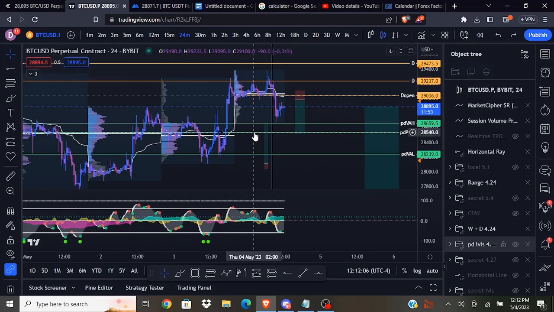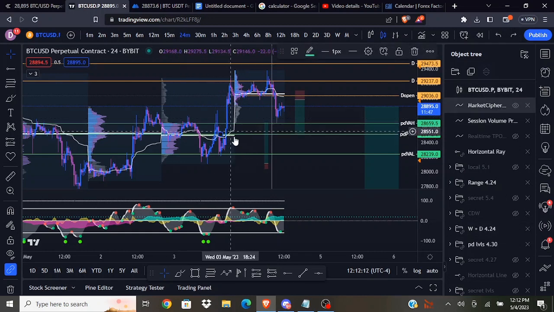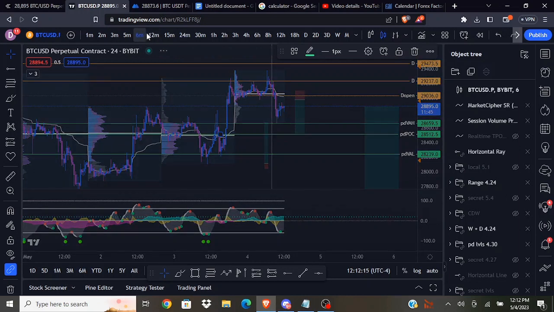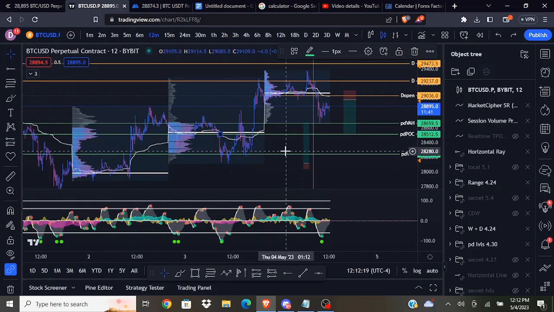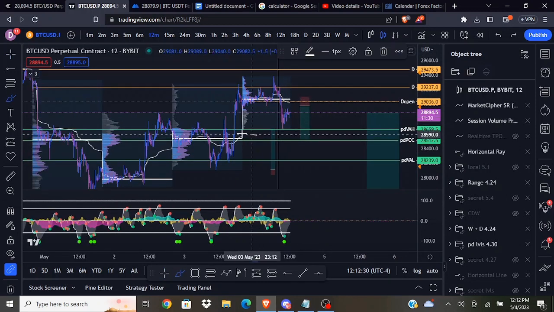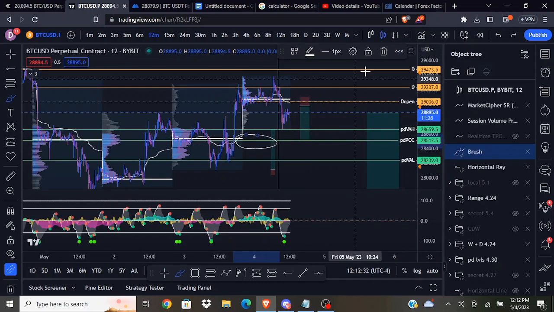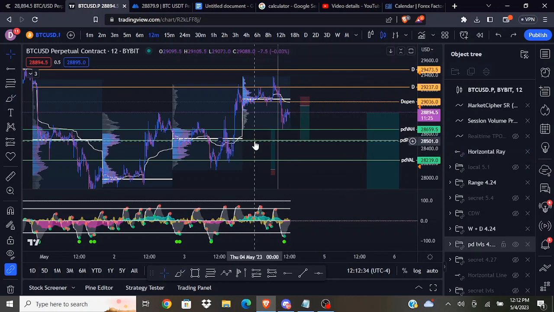Especially the point of control. The point of control seems to like to move around a lot. So maybe, in this case, the 24-minute is lower than the 12-minute, so I might just put it in between the two. And in this case, this right now is an NDPOC. It's not just a previous day point of control.